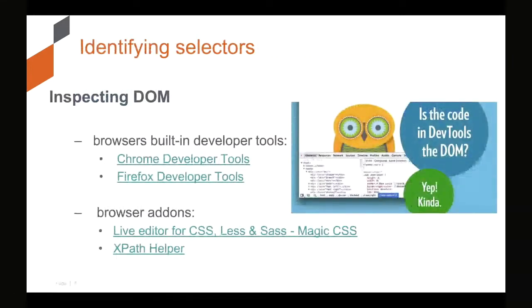So how do you go about identifying selectors? There are two ways. One is using the default built-in developer tools of web browsers, and you could also use some browser add-ons like Live Editor, Less and Sass, and XPath Helper.